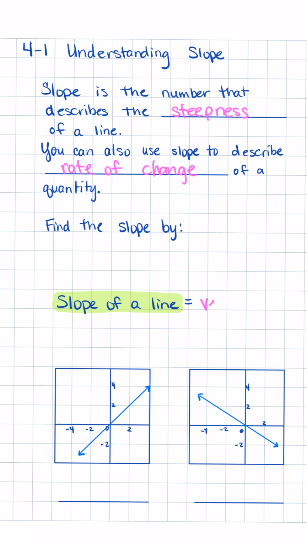So we find the slope by taking the vertical change and dividing it by the horizontal change, or putting it over the horizontal change. And this is referred to as rise over run. You'll hear me say that a lot. Rise over run.